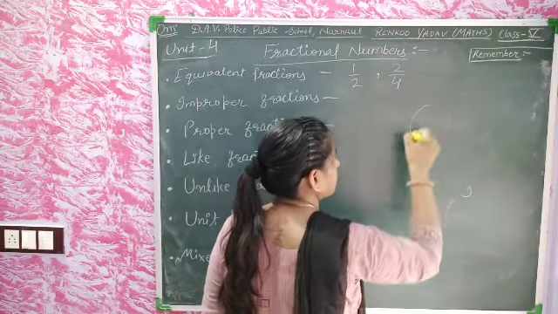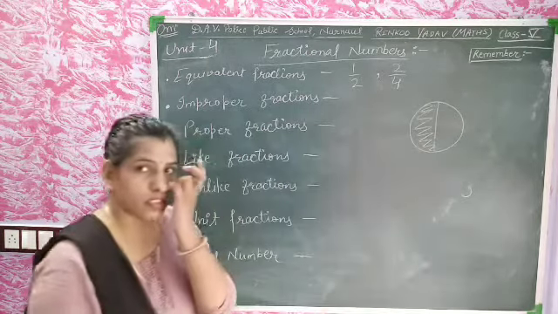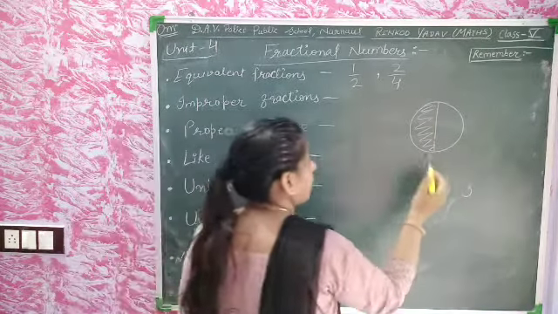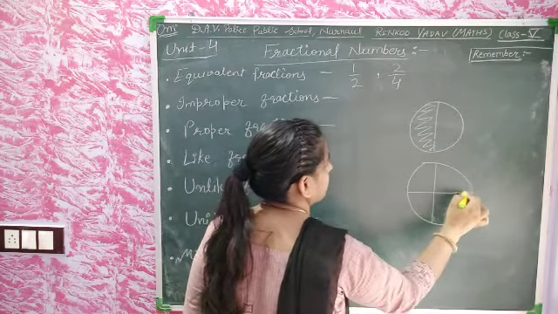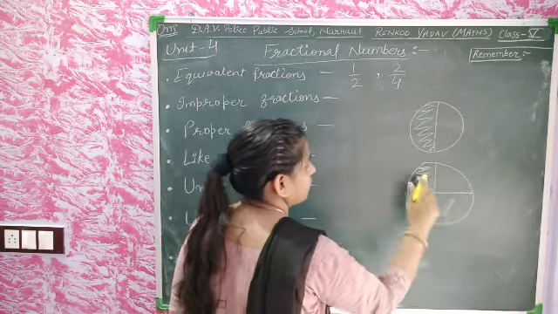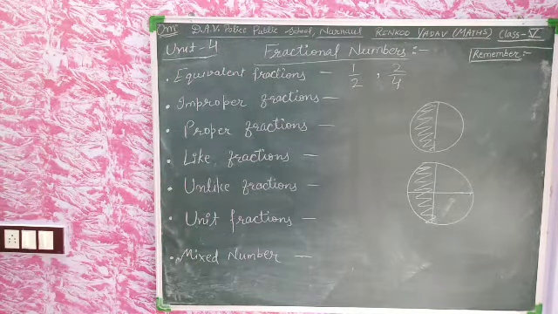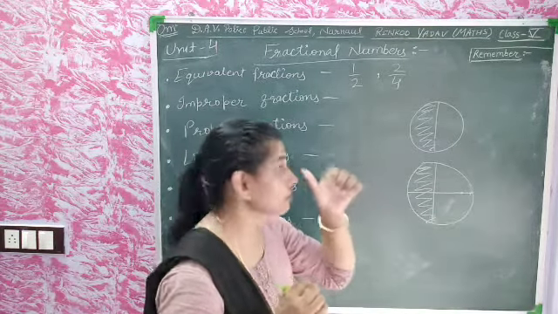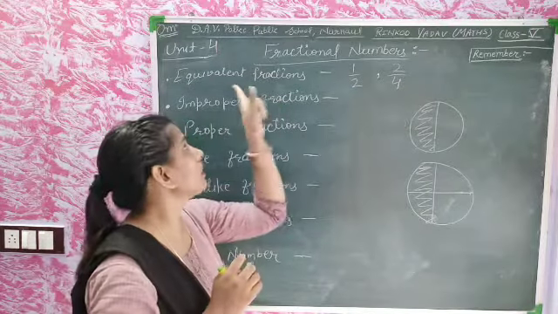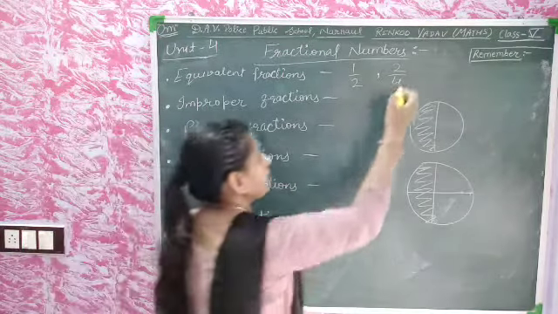This is 1 by 2. Okay students? Yes. This is 2 by 4. 1, 2, 3, 4, and two parts are shaded here. It's also the same here. It means the same parts are called equivalent fractions. Okay students?